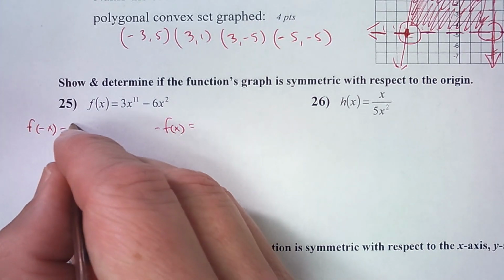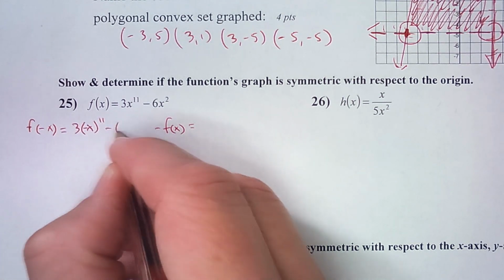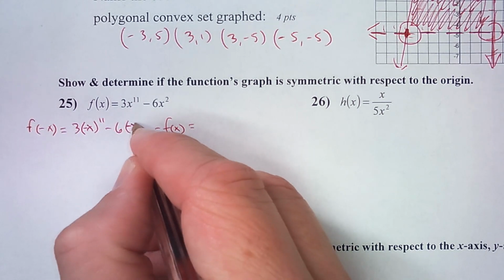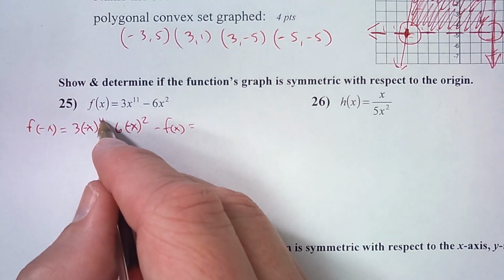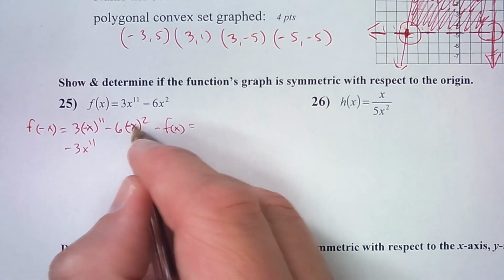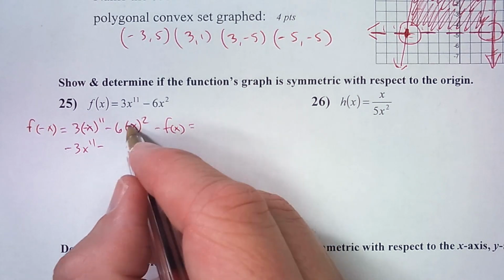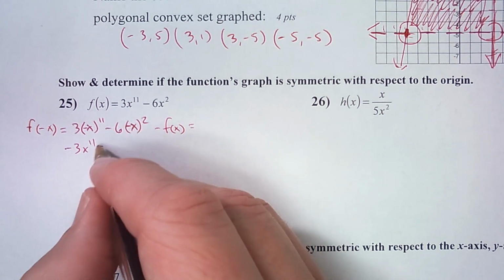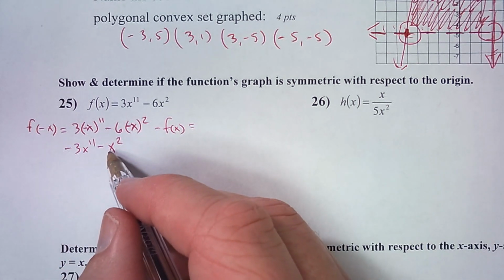So f of the opposite of x: 3 times -x to the 11th power minus 6 times -x to the 2nd power. Now this odd power does not cancel out this negative, so I get -3x to the 11th minus, and this even power does cancel out this negative, so this negative goes away, but there's still a negative here. So there it is simplified.